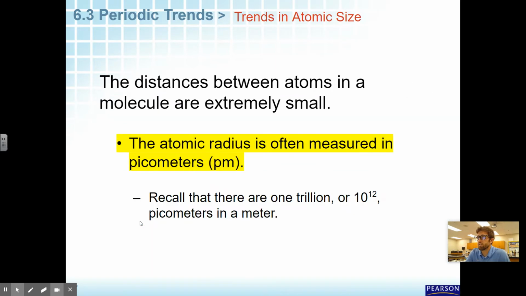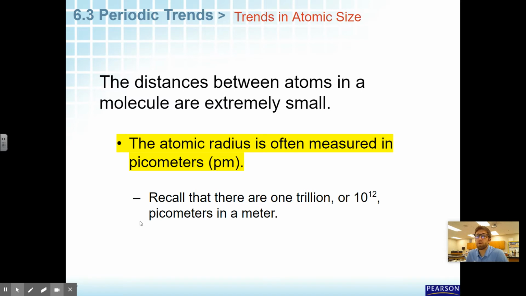So it's one half the distance of the nuclei. We often measure the atomic radius in picometers, which is a very, very small number. That is 1 times 10 to the negative 12th meters. Another way of thinking about that is there are 1 trillion picometers in a meter.